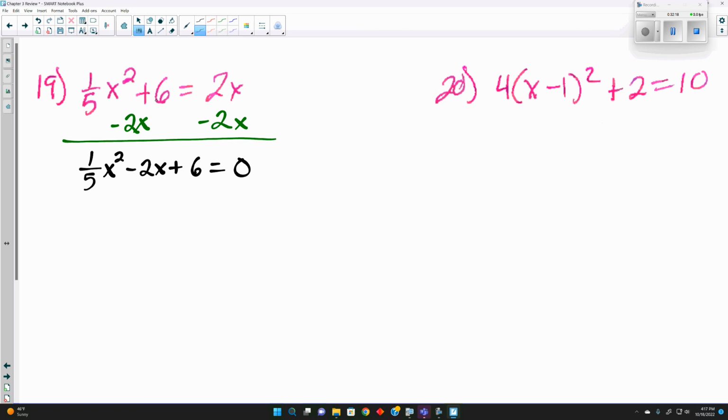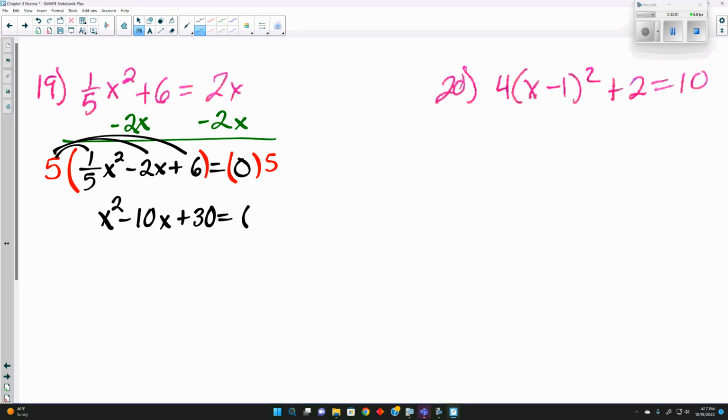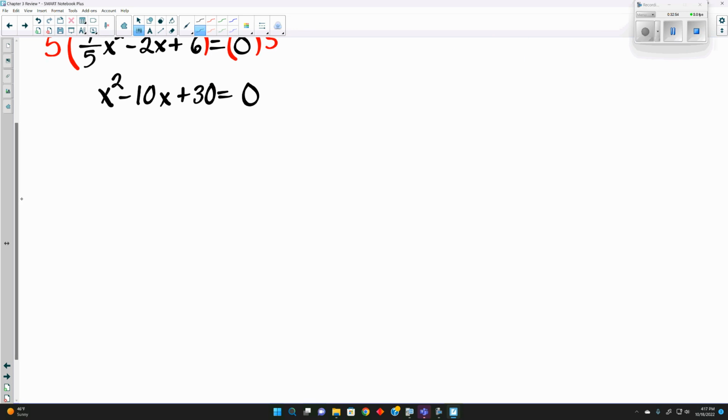Which means one of two things. We're either going to solve this by completing the square or by the quadratic formula. Now this is a little bit different. We didn't quite show this, especially in the lesson. But one thing we can do is multiply everything by 5 and distribute this out. Well, 5 times 1/5 is 1. So we're just left with x squared. 5 times -2x is negative 10x. And 5 times 6 is going to be plus 30 is equal to 0.